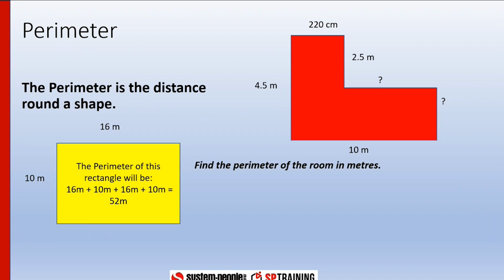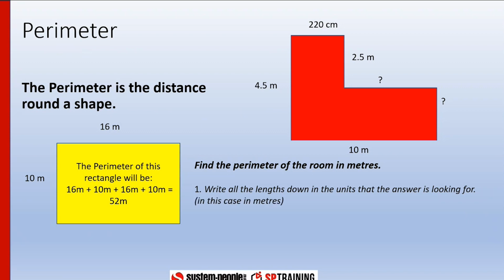Now you've got to find the perimeter of this room in meters. That is the distance all the way around it. That's what you need to find out. So the first thing we need to do is write down all the lengths in the units that the question's looking for. So we need to give our answer in meters. So everything on this plan has to be in meters.